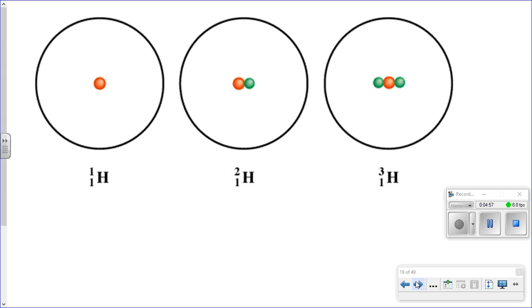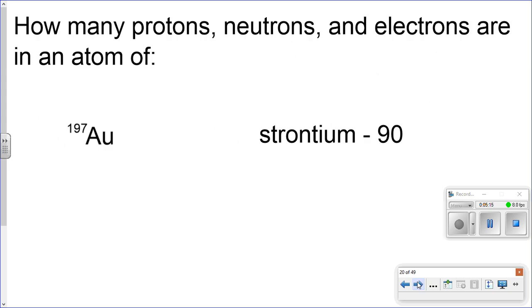How many protons? 1, 1, 1. It's hydrogen. How many neutrons? 0, 1, 2. And how many electrons can we assume? 1 electron, 1 electron, 1 electron, because they will equal the positives.